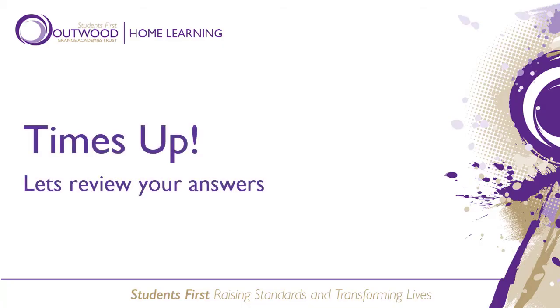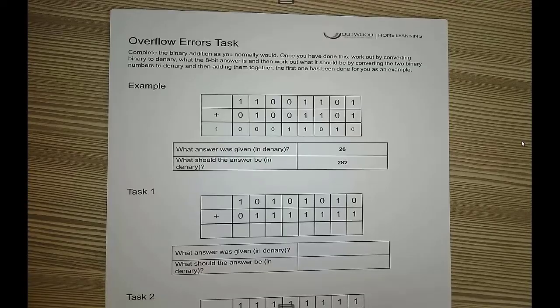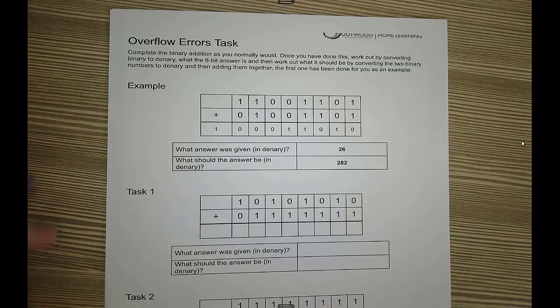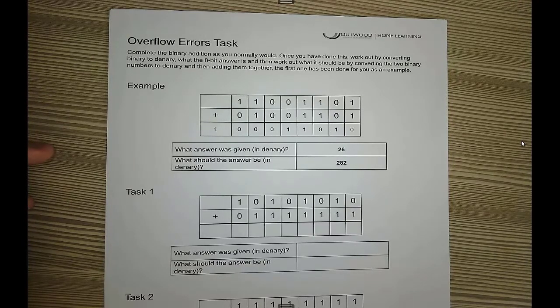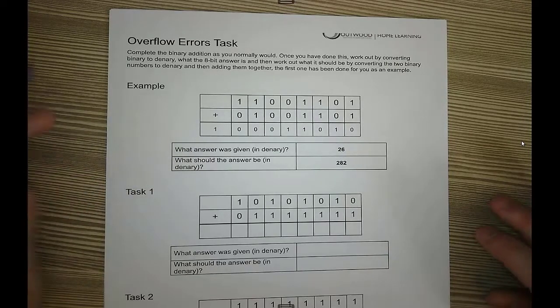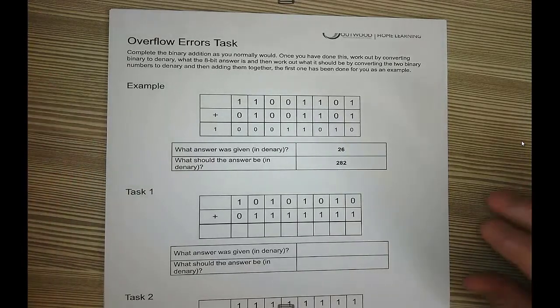Okay, time's up. Time for Mr. Barnes to review the answers. Okay, so let's have a look at this overflow errors task. The idea was you were to perform the binary addition as previously taught, and then work out what the answer would be given in 8 bits if it was in denary, and then what the answer should be, to look at the impact of overflow errors. The first one was done as an example, so let's go straight on to task 1.